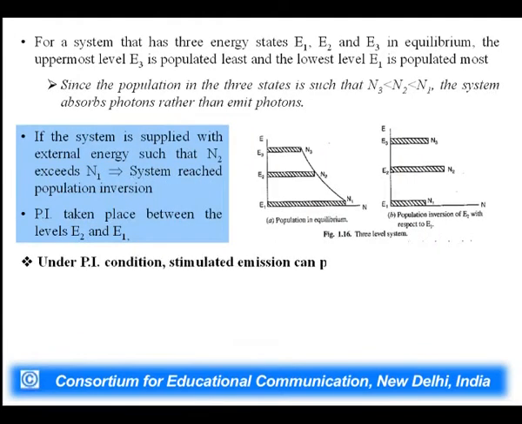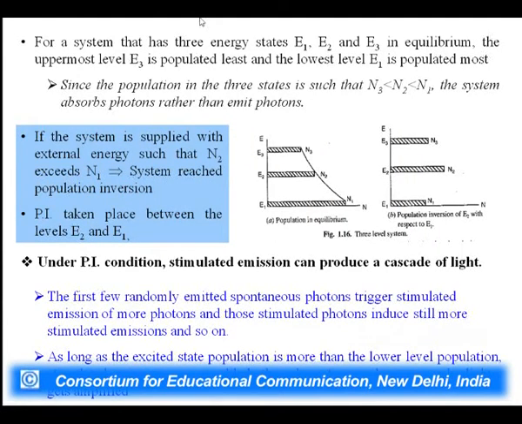For a system that has three states E1, E2 and E3 in equilibrium, the uppermost level E3 is populated least and the lowest level E1 is populated most. Here we see the population in the equilibrium state. In the diagram we can see E1, the lowest state, which is highly populated, and the second state E2, which is less populated. This is the condition for the population in the equilibrium state.